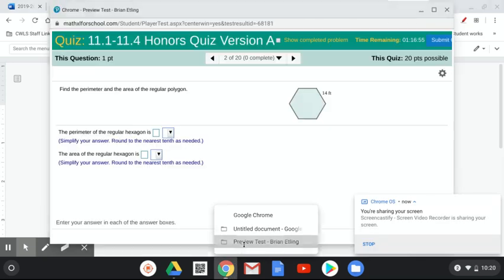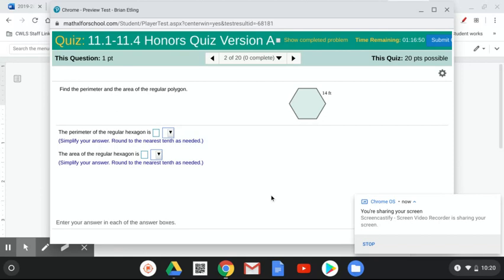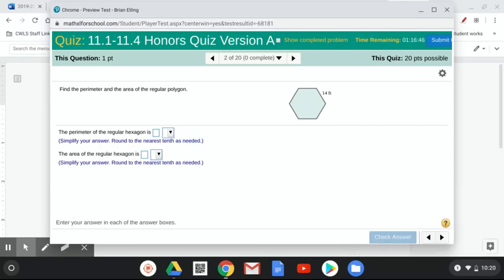All right, Preston. So, this is the problem that I'm thinking you're talking about. Question number two, finding the perimeter of the area of the regular polygon. So you're absolutely right. You have to find the apothem first.